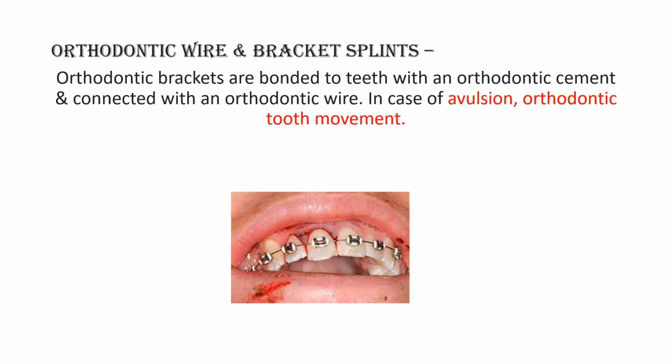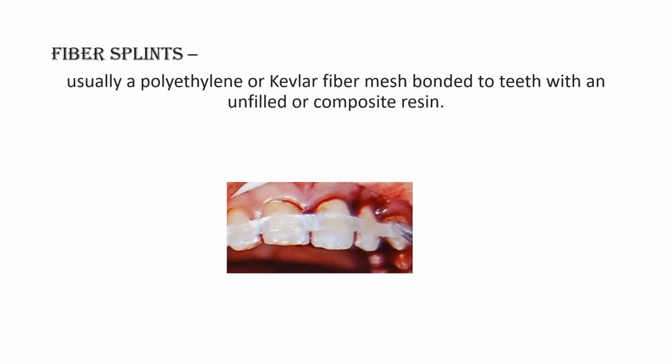Orthodontic wire and bracket splints. Orthodontic brackets are bonded to teeth with an orthodontic cement and connected with an orthodontic wire. In case of avulsion, orthodontic tooth movement. Fiber splints. Usually a polyethylene or Kevlar fiber mesh bonded to teeth with an unfilled or composite resin.